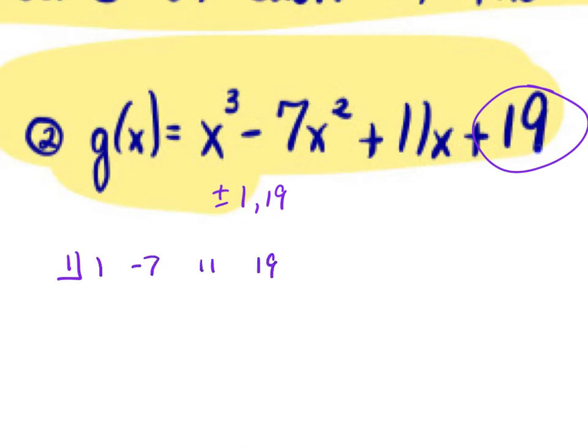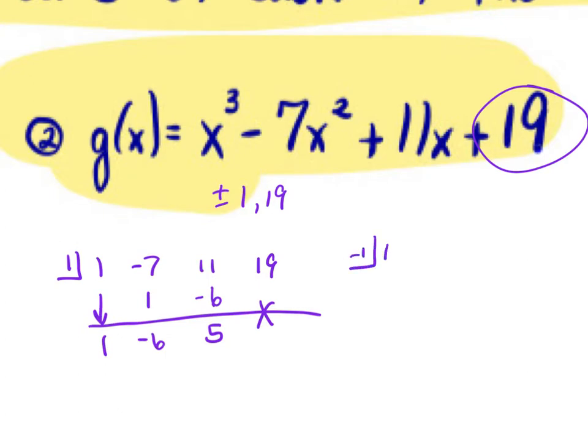Write out the coefficients of all of your variables. Make sure there's no gaps. It goes 1, negative 7, 11, 19. Okay, good. So bring down the 1. 1 times 1 is 1. Negative 7 and 1 is negative 6. Negative 6 times 1 is negative 6. 11 minus 6 is 5. Is this one going to work? No. So then try negative 1.